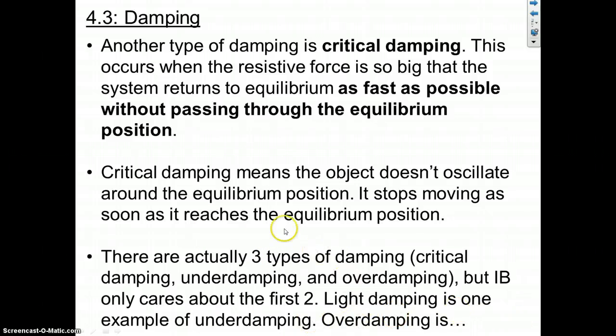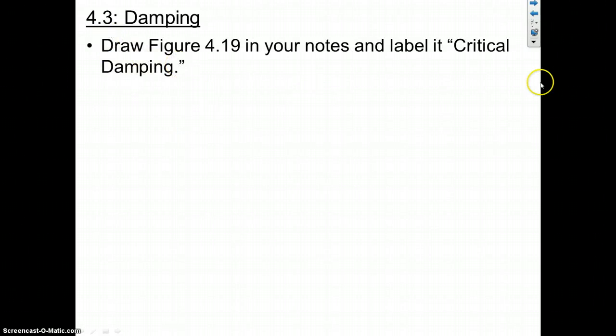And overdamping is where the object goes back to equilibrium, to the zero position. But it doesn't get there in the fastest time possible. Right? It goes to the zero position. It doesn't move past. It doesn't oscillate, just like critical damping. But instead of getting there as fast as possible, it takes more time to get there. That's overdamping. We call these an overdamped system, underdamped system, and critically damped system. So we only have to know about critical damping and light damping. So I want you to draw figure 4.19 in your notes. Label it critical damping.